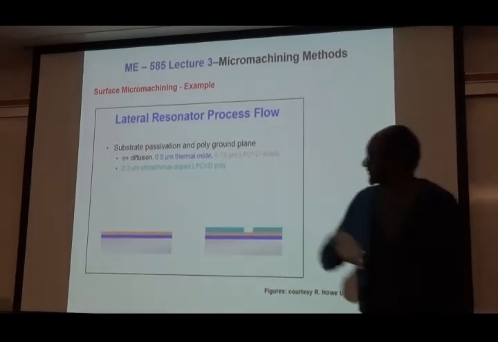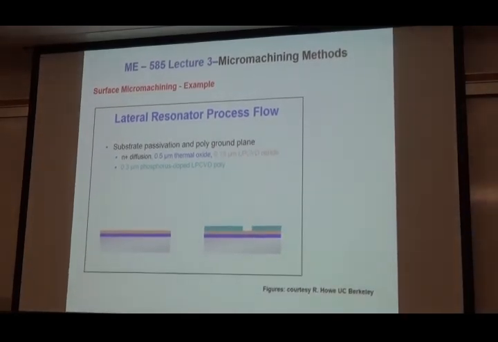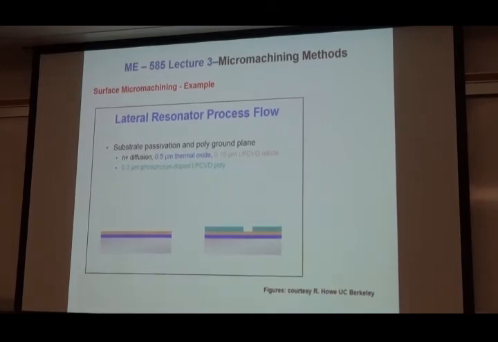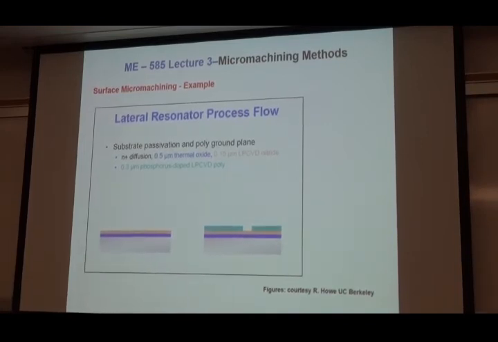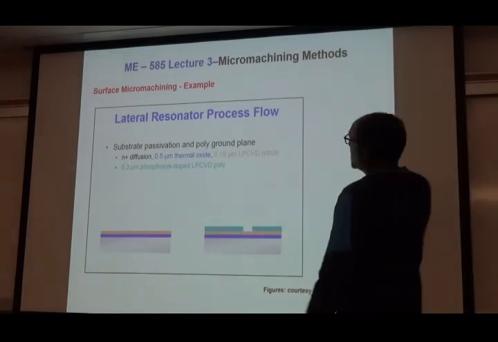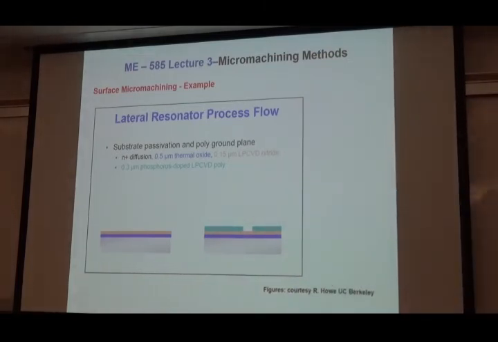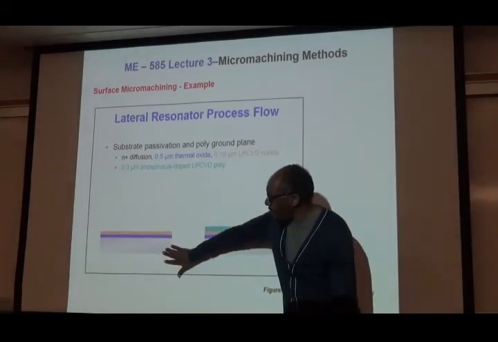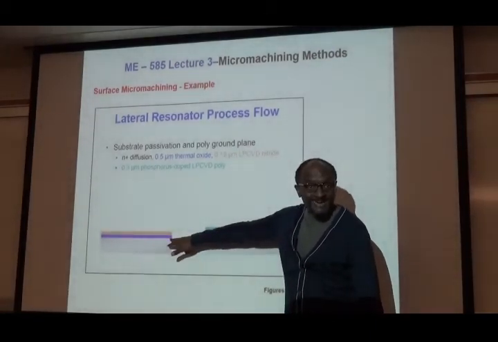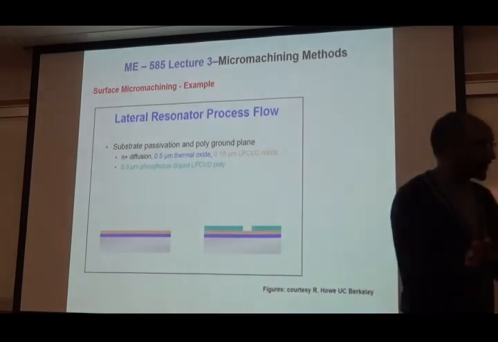Then on top of that, I do an additional insulation layer. What's the other insulation in addition to oxide? Anybody remember? Nitride, yeah. So we deposit 0.15 micron, 150 nanometers of nitride using LPCVD. What does LPCVD stand for? Low pressure chemical vapor deposition. Okay. So at this point, I have my wafer, a thermal oxide, and a nitride. Both of them are insulation.